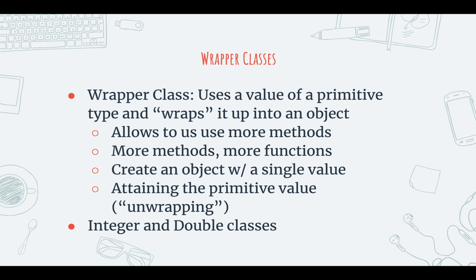The Integer object does have the int primitive type as an instance variable, but I want you to understand this: once we wrap it into an object, now we have methods that we can use. It allows us to use more methods, and if you have more methods, you have more functionality that you can use in your algorithms. And there's even a way of unwrapping it. So if you want to convert it from an object back into its primitive type, there is a method for that. In this video, we're going to be discussing the Integer and Double classes.